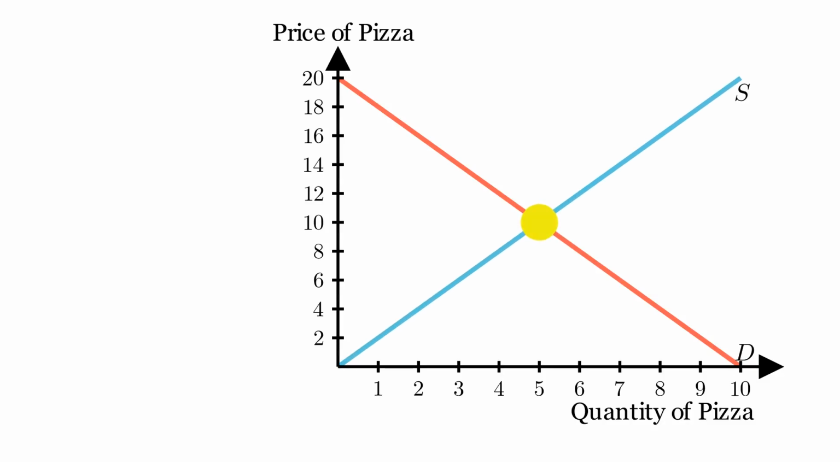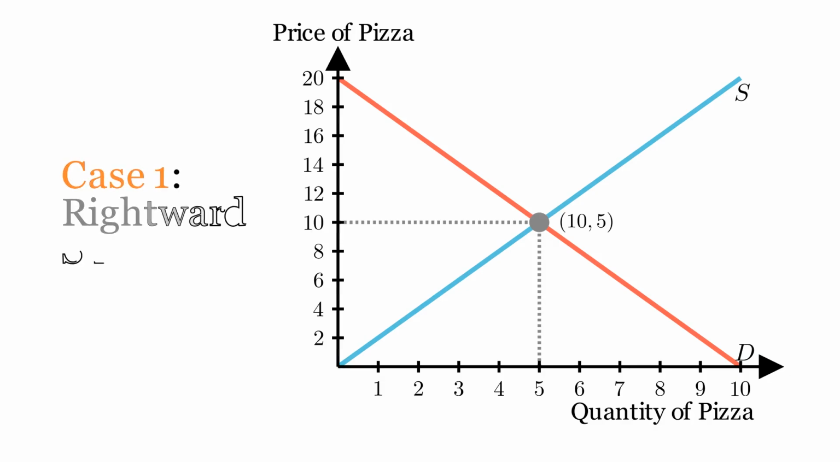This is the equilibrium point, where quantity demanded and quantity supplied are equal, and the demand curve intersects the supply curve. At this point, the price is 10 and the quantity is 5. For our analysis, we assume that our product is a normal good, not an inferior good. Now let us see what happened to the equilibrium when the demand curve shifts.